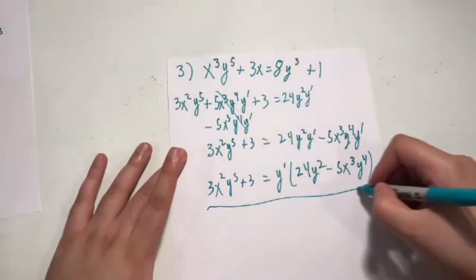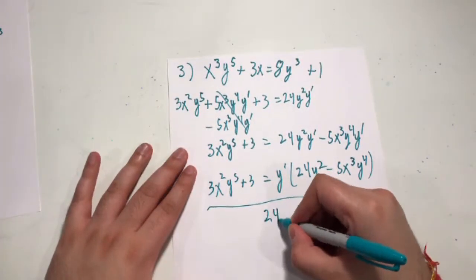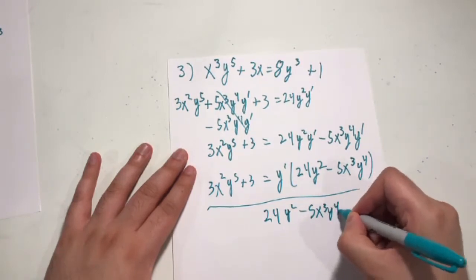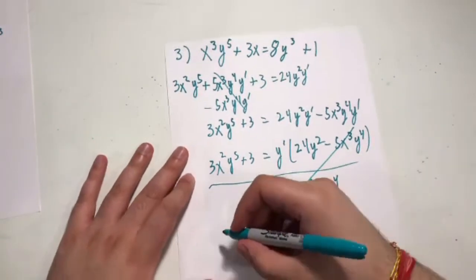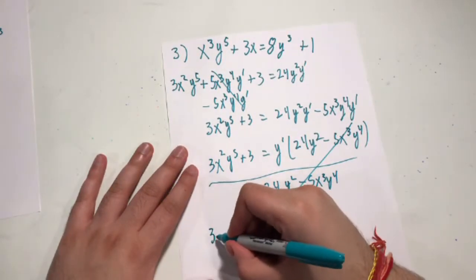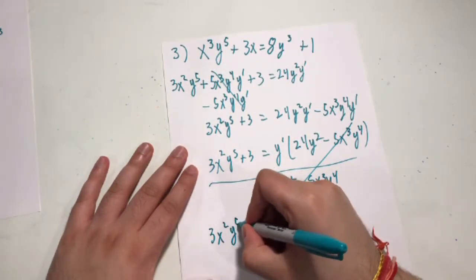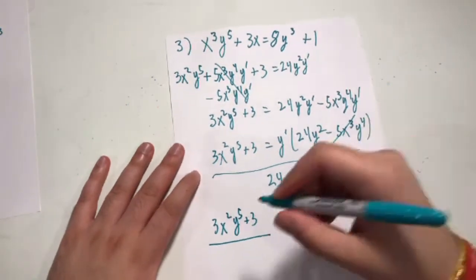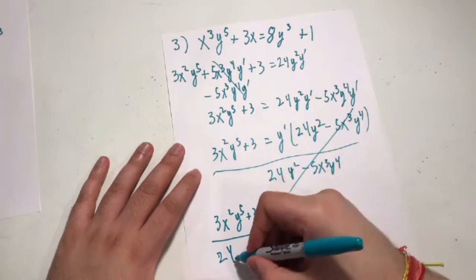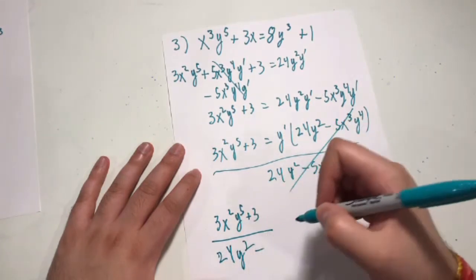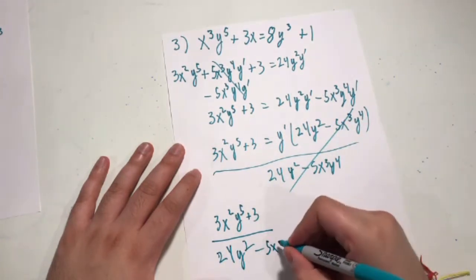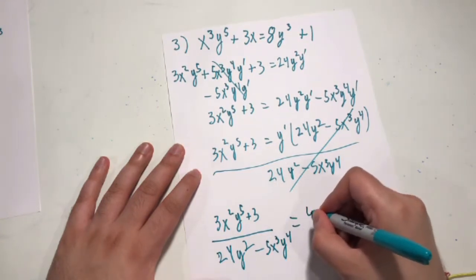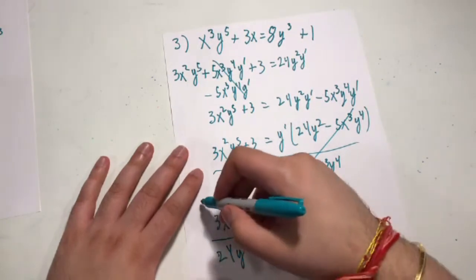Lastly, I just divide, right? By 24y to the second, minus 5x to the third, y to the fourth, and then I get a final answer: y prime equals 3x to the second, y to the fifth, plus 3, over 24y to the second minus 5x to the third, y to the fourth. And that would be my final answer. That's the derivative.